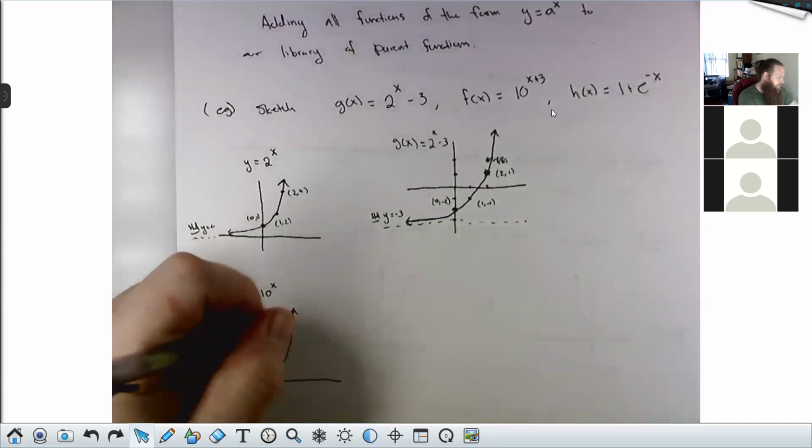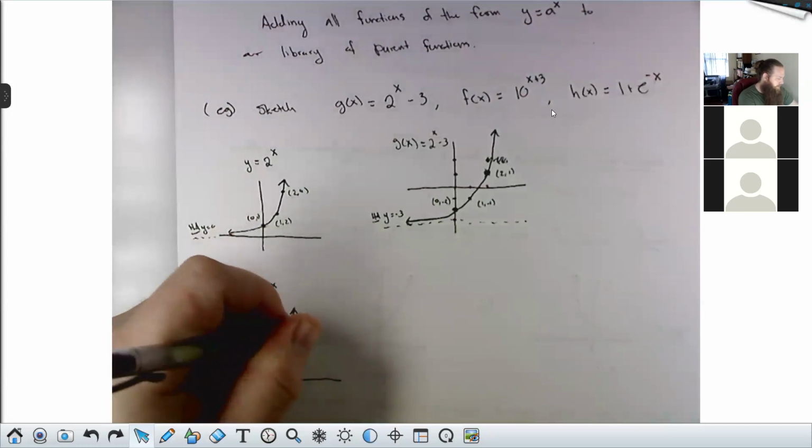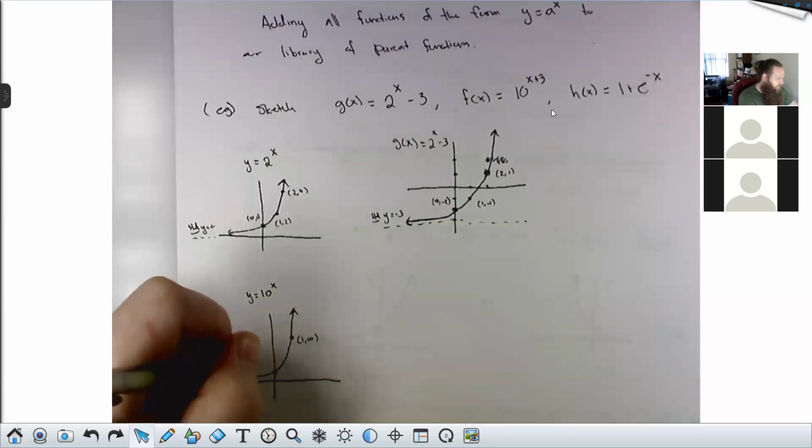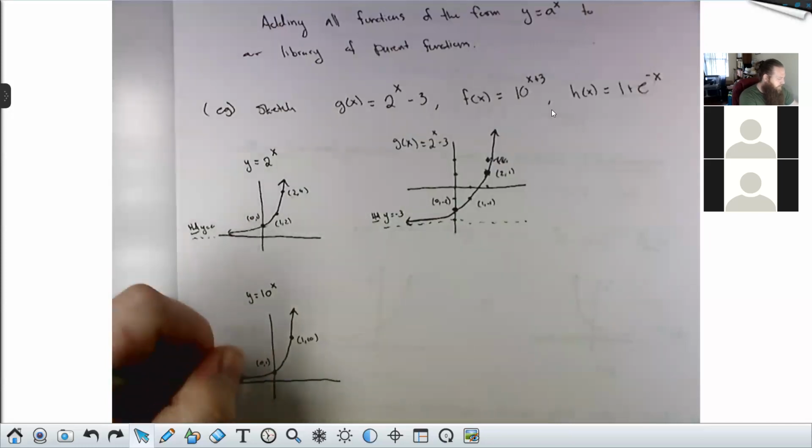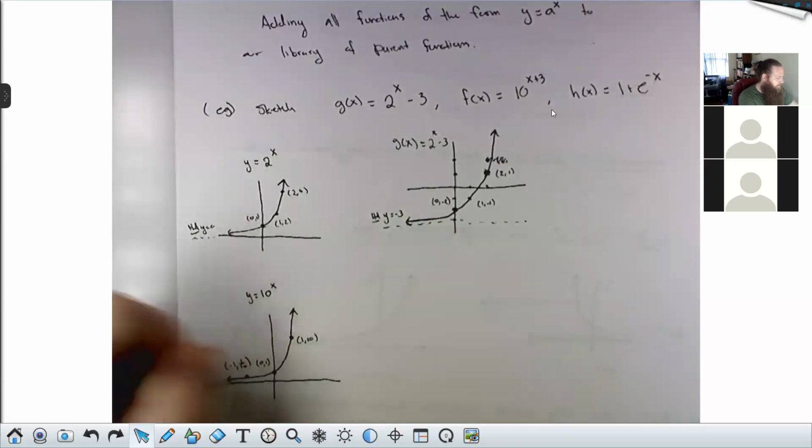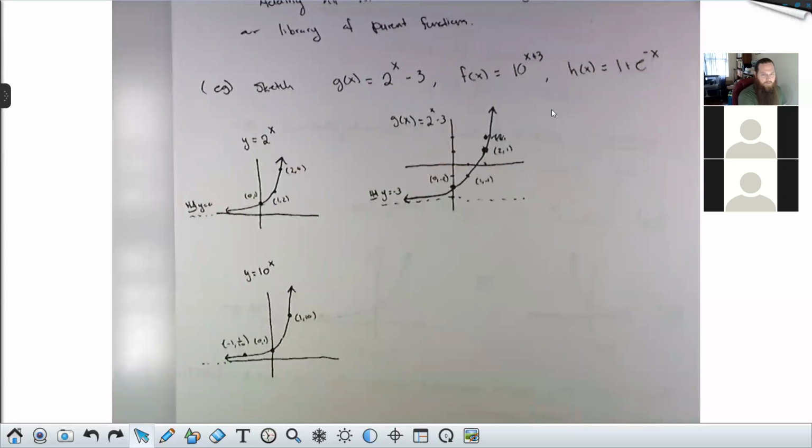So here we would have 1, 10. Still down here, 0, 1. And then maybe for my other point, I'll use -1, 1/10. 1/10 is 10 to the -1. So there's that parent function. And then what's the transformation I would do here? This one is a left-right thing, right? To the left. Yeah, it's going to be a left shift by 3 units.